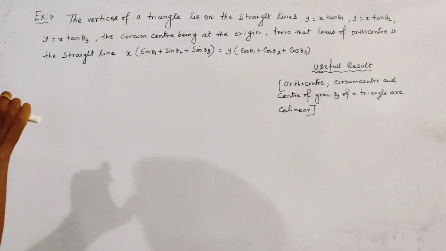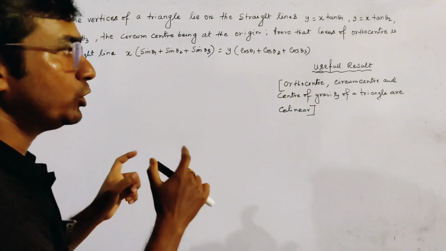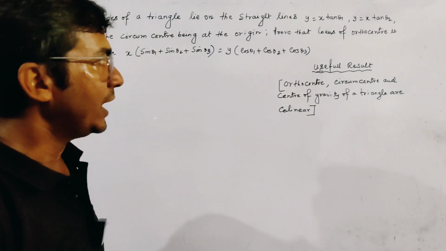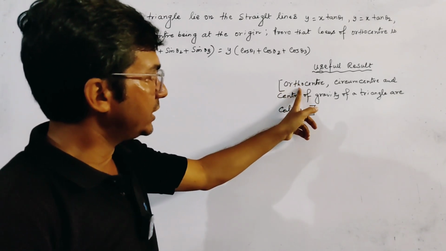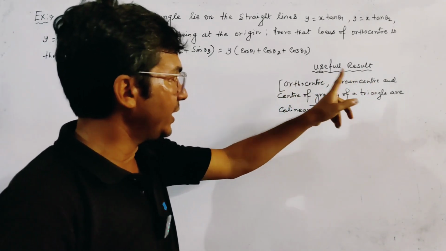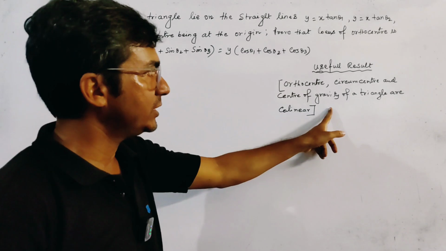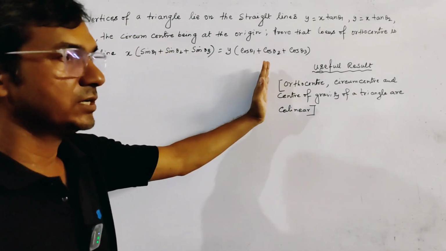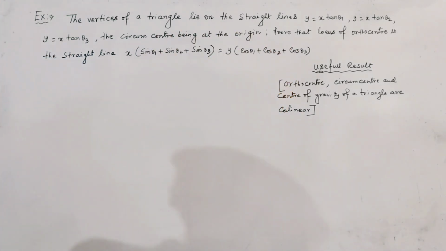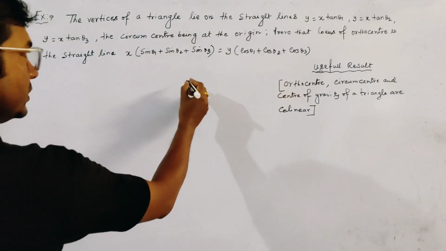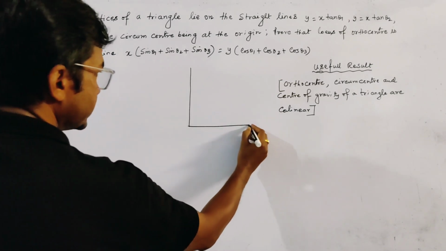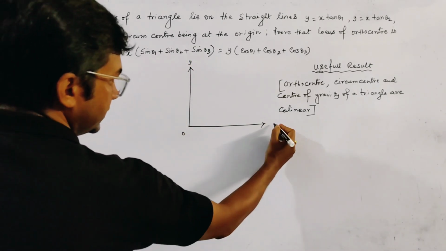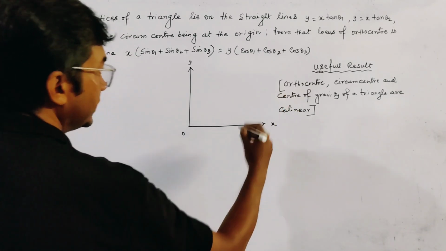To solve this problem, we use an important property of geometry, an important result of triangles, and the result is: the orthocenter, circumcenter and centroid, or center of gravity, of a triangle are collinear. Okay, we use this result or property of triangle. Now we first draw the coordinate axes. This is the x axis and this is the y axis, right?